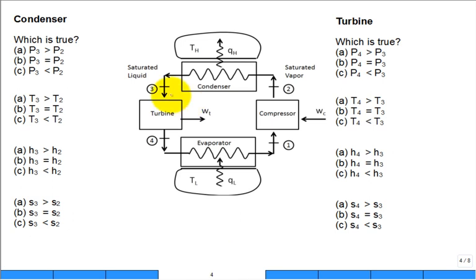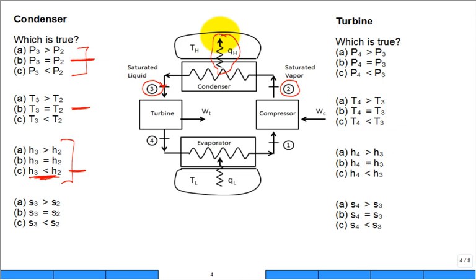And now we go on, and we're now going to compare state 3 and state 2. How about the pressure? B. Yeah, it's a constant pressure device. Okay, next one. T3 and T2 are the same temperature. They're both TH. That's right. How about H? C. So the enthalpy at 3 is less than the enthalpy at 2. That's right. So this is the actual direction of the heat transfer. It's out of the working fluid. The enthalpy is going down.